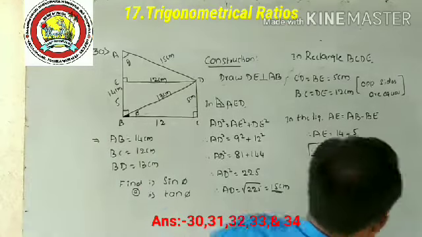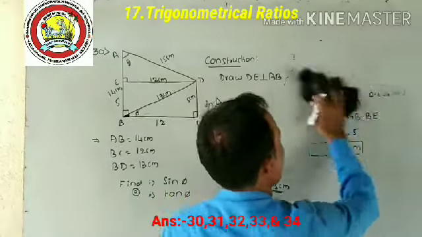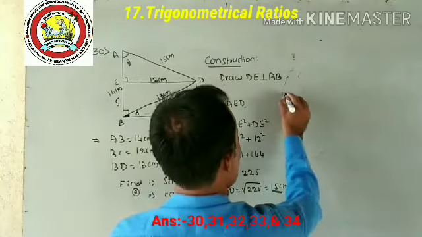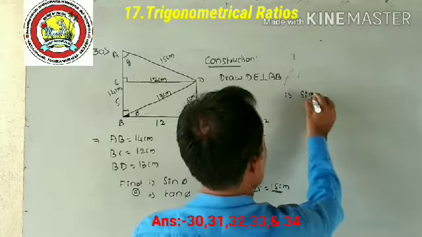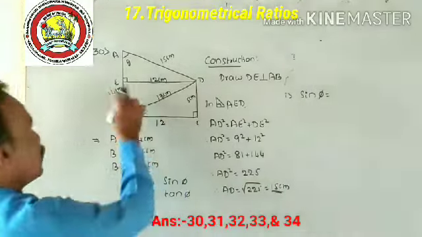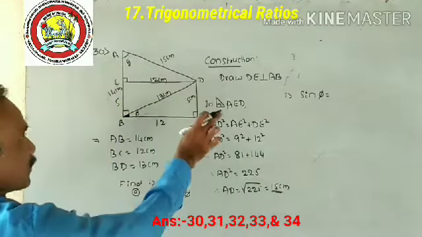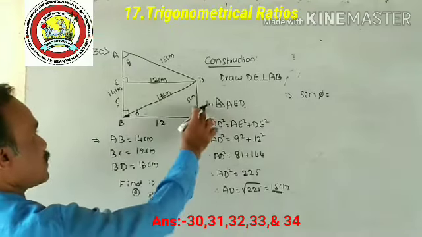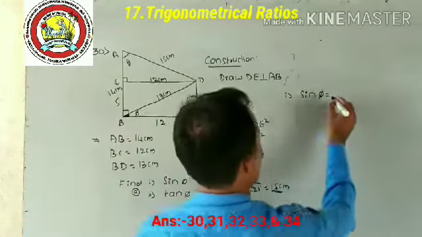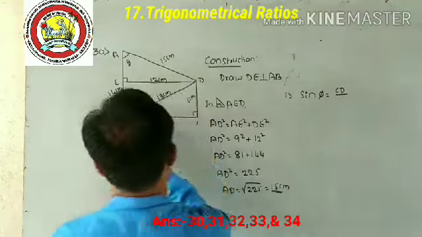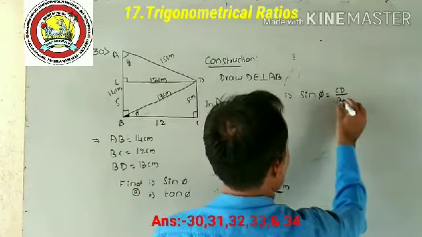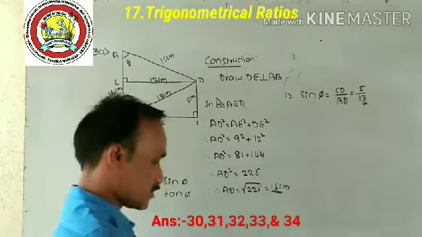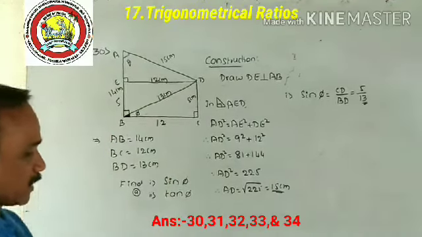First, sin phi. We got all the measurements now. Sin phi means consider the right angle triangle BCD, not AED. Phi means this is opposite, correct? CD by hypotenuse BD. That is 5 divided by 13. The first answer is 5 by 13.